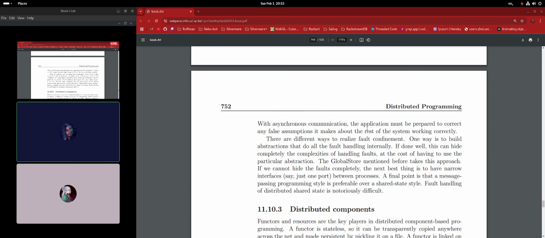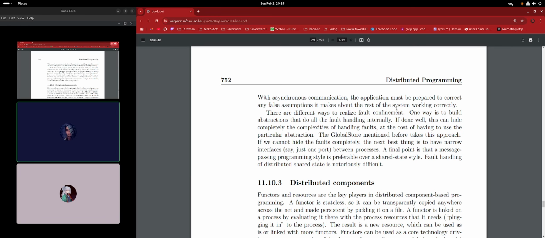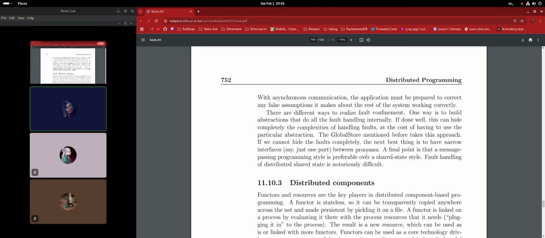With asynchronous communication, the application must be prepared to correct any false assumptions. There are different ways to realize fault confinement. One way is to build abstractions that do all the fault handling internally. If done well, this can completely hide the complexities of handling faults, at the cost of having to use the particular abstraction. The global store mentioned before takes this approach. If you cannot hide the faults completely, the next best thing is to have narrow interfaces between the processes. A final point is that a message passing programming style is preferable over a shared state style.